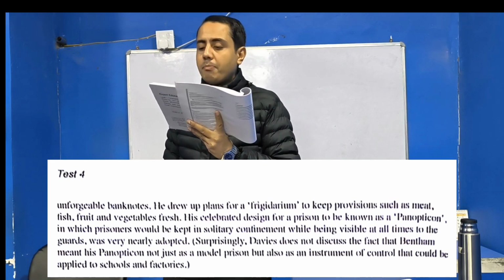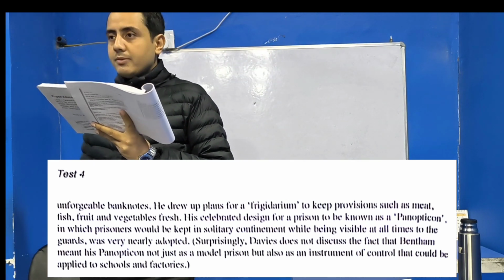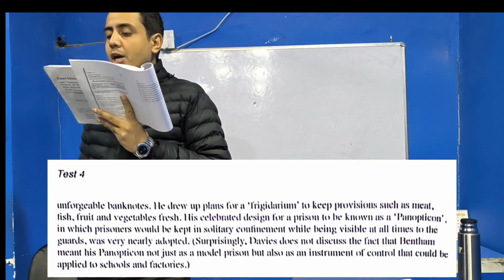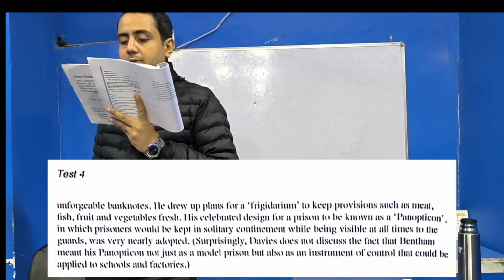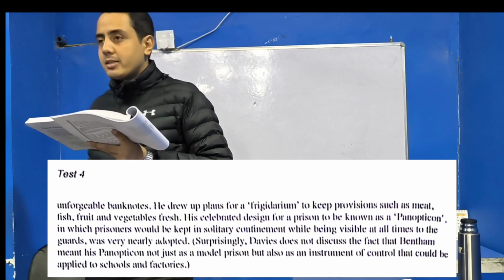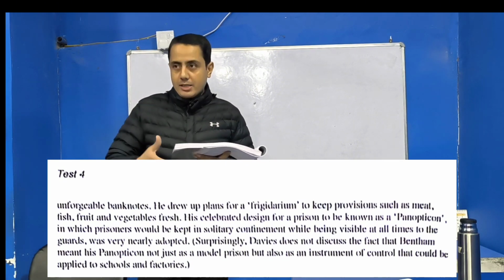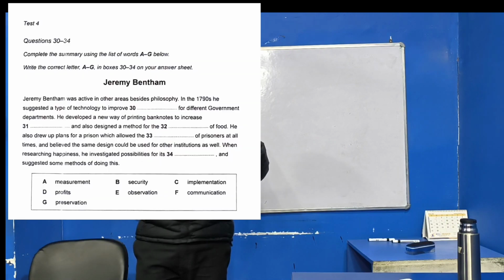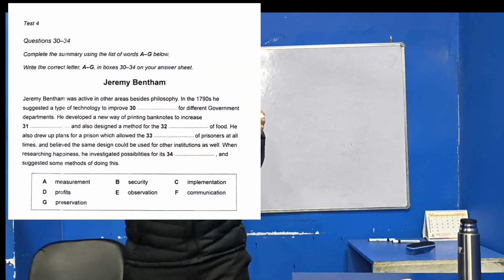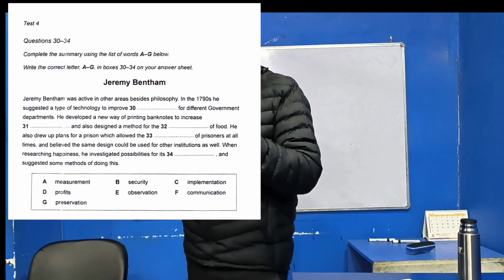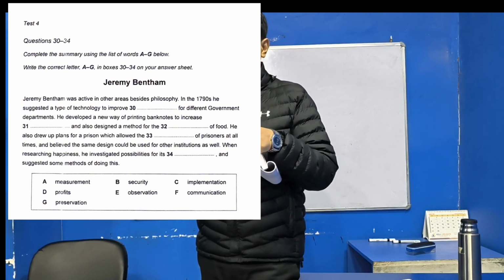Let me keep on in the same line. He drew up plans for a frigidarium. Frigidarium means just freeze, refrigerator, to keep provisions such as meat, fish, fruit, and vegetables fresh. So you want to make the food fresh. That means preservation. Number 32 must be preservation of food, to keep meat and fish and fruits fresh. Let me keep on reading the line.